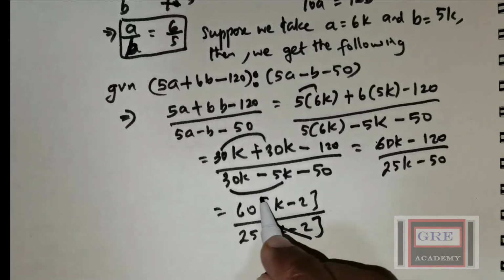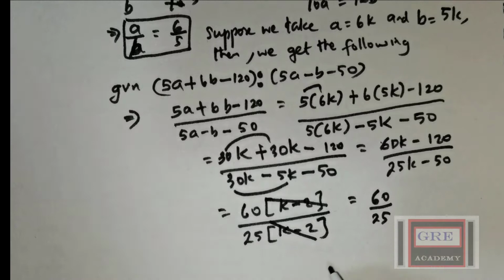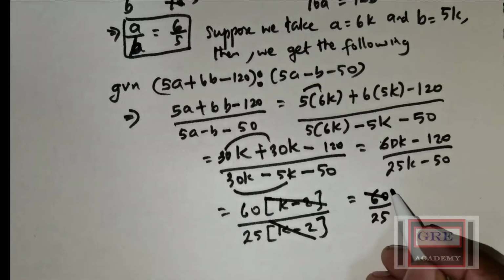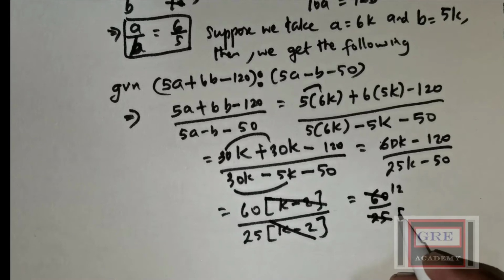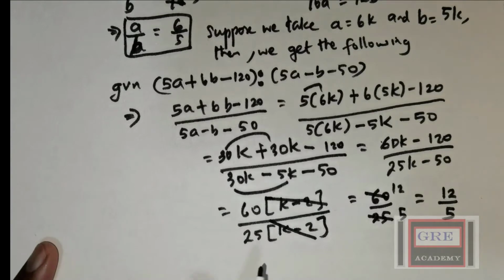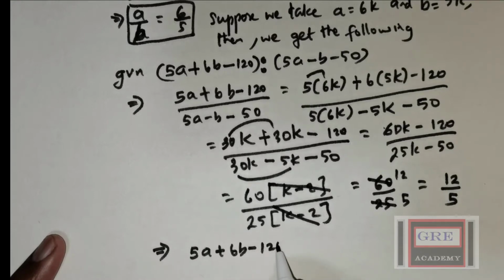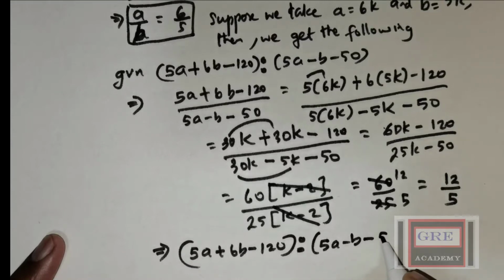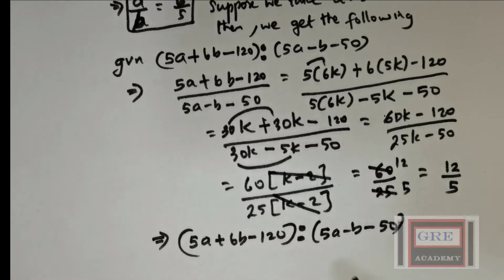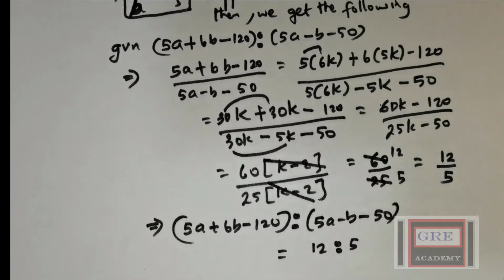The (k − 2) in the denominator can be cancelled with the one in the numerator. So that is going to give you 60 divided by 25. Use 5: 5 divides 60 12 times, 5 divides 25 5 times. So you have got 12 divided by 25. The question wants you to find the ratio. So this implies the ratio of (5a + 6b − 120) to (5a − b − 50) is going to be equal to 12 is to 5. So this is your final answer to the question.